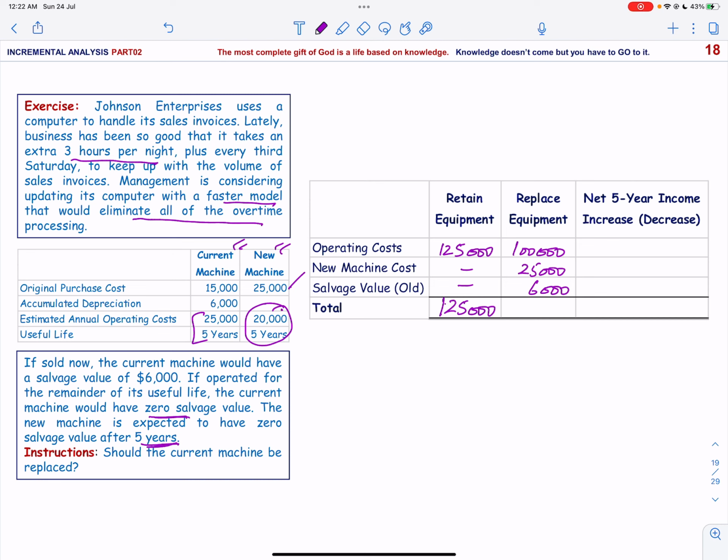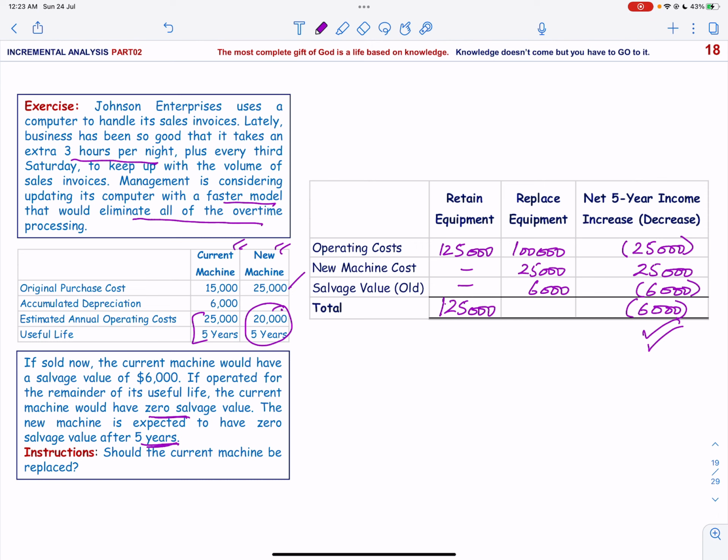So our operating cost is going to decrease by 25,000. There will be an increase in our cost of buying the new machine by 25,000, and when we sell the old machine, it will reduce our cost by 6,000. So our cost is going to decrease by 6,000. So the current machine should be replaced, and the incremental analysis shows that the net income for the 5 year period will be 6,000 higher by replacing the current machine.